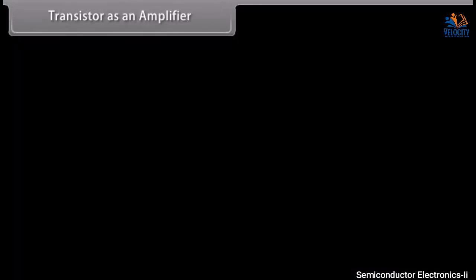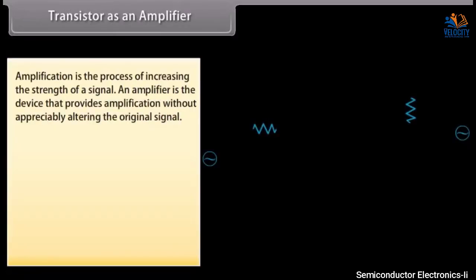Transistor as an amplifier. Amplification is the process of increasing the strength of a signal. An amplifier is a device that provides amplification without appreciably altering the original signal. We consider the operating point of the transistor somewhere in the middle of this active region. The DC voltage VCE, equal to VCC minus IC RC, would also remain constant. The operating values of VCE and IB determine the operating point of the amplifier.